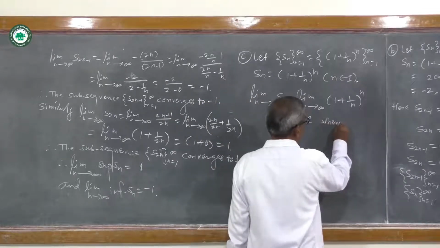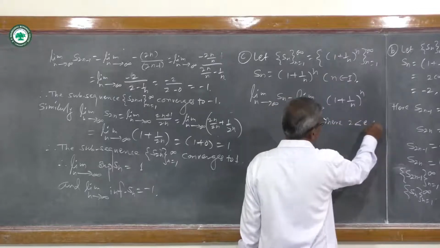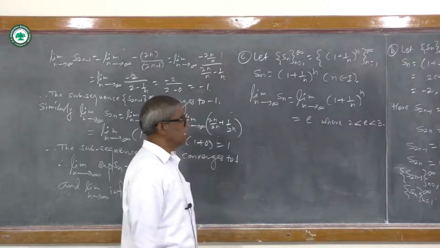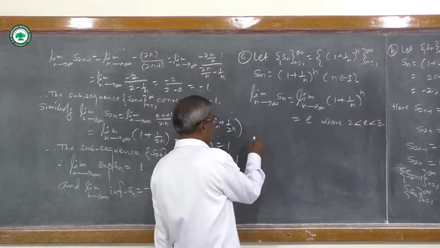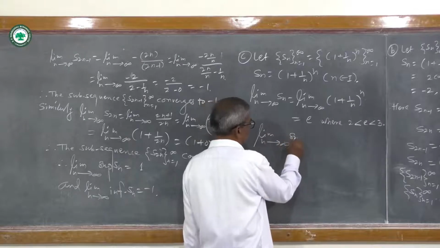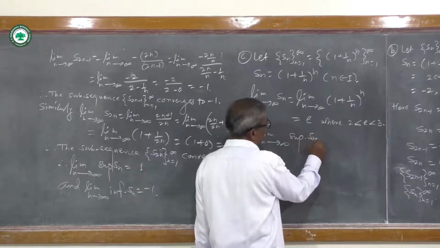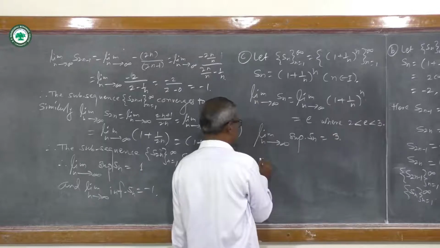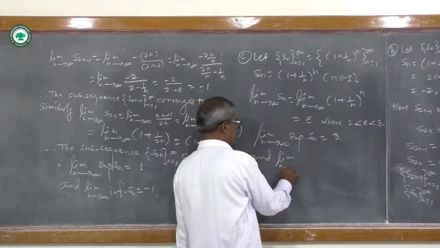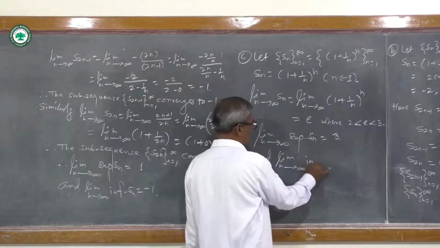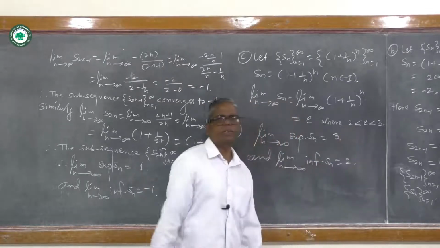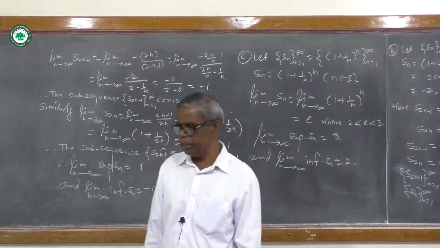Where 2 is less than E is less than 3. E lies between 2 and 3. Therefore, limit superior of Sn is equal to 3, and limit inferior of Sn is equal to 2. Hence the solution of C.